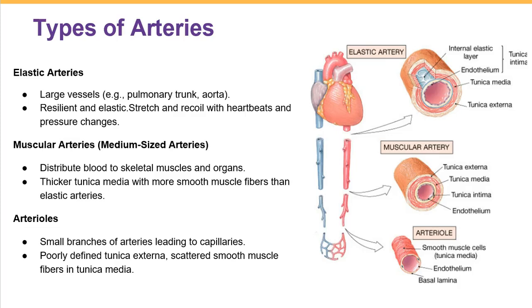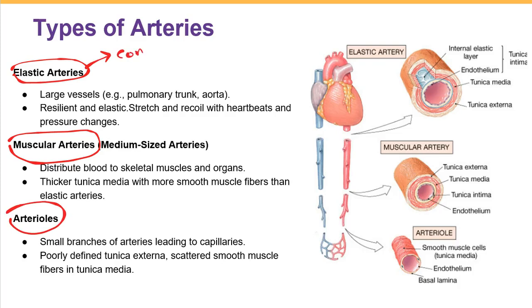Okay, so now let's talk about the different types of arteries based on their sizes and structures and what makes them special. We can divide arteries into elastic arteries, muscular arteries, and arterioles. Elastic arteries, also called conducting arteries, conduct blood from the heart to the muscular arteries. These are the largest arteries near the heart. The best examples are the aorta and the pulmonary trunk.